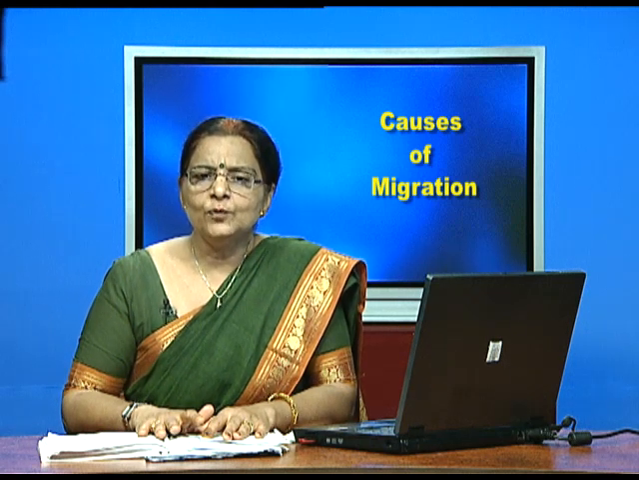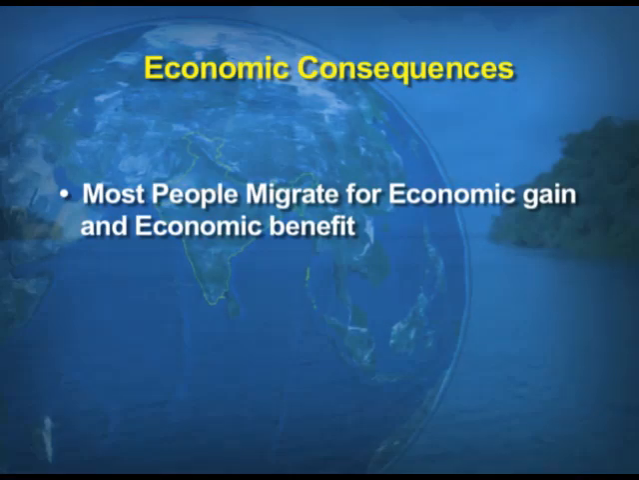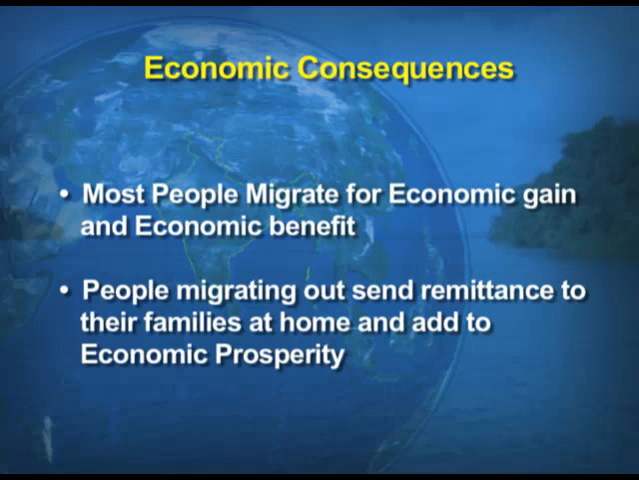So, why do the people move? They migrate for the economic gain and the economic benefit. So, that is the economic consequences. People migrating out send their remittance to their families at home and add to the economic prosperity. So, whatever they earn from the international migrants, the major source of the foreign exchange is that money which is sent by the people who go to the foreign land and settle over there.